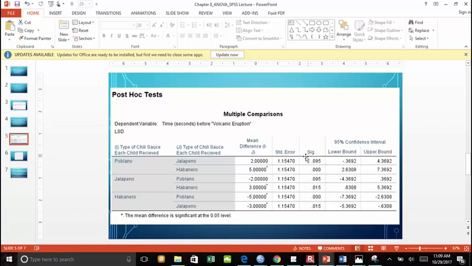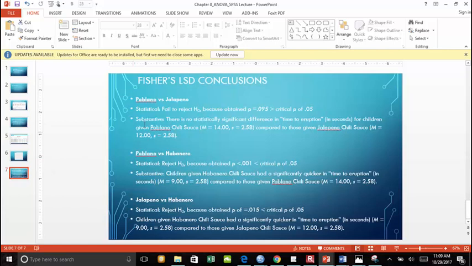We're comparing 0.095 to 0.05. Is this less than 0.05? It's not. So we would fail to reject the null because our obtained P of 0.095 is greater than the critical P of 0.05. Substantively, we're saying there is no statistically significant difference in time to eruption in seconds for children given Poblano chili sauce, with a mean of 14, standard deviation of 2.58.